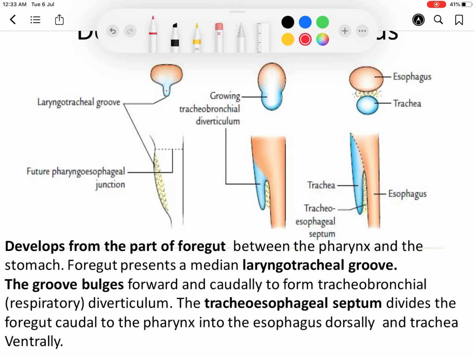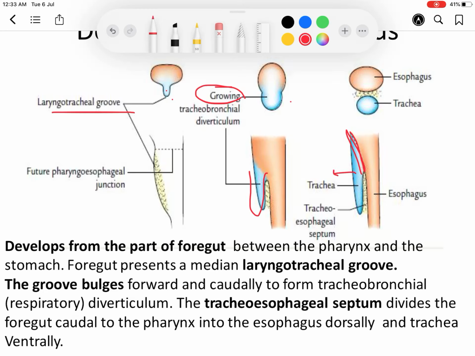tracheobronchial diverticulum or the respiratory diverticulum. Here you can see the laryngotracheal groove is developing from the foregut and then it is bulging forwards and caudally, and it will form the respiratory diverticulum or the tracheobronchial diverticulum. Now the tracheoesophageal septum will develop and it will divide the trachea and esophagus.